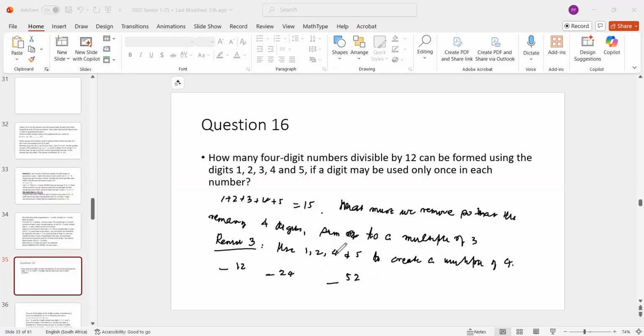Right? 2 with anything else apart from 4 doesn't work. 4 doesn't have a partner: 4, 1, 4, 2, 4, 5, none of them. But 5, yes: 5, 1, 5, 2 is true, but not 5, 4. Now, here I can put 1, 2, with 4, 5 or 5, 4. Here I can put 2, 4, with 1, 5 or 5, 1. And here, with 5, 2, I can put 1, 4 or 4, 1. Right. Now these are the only ones.